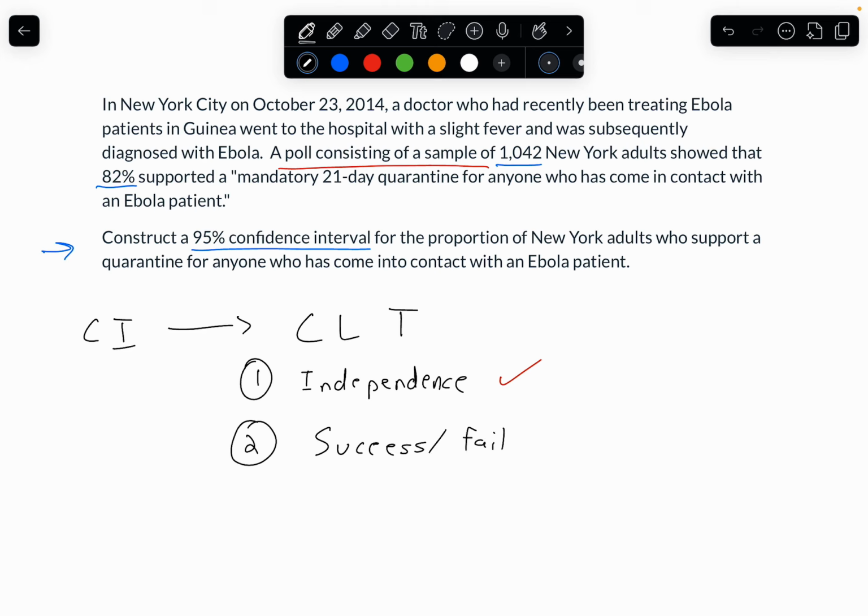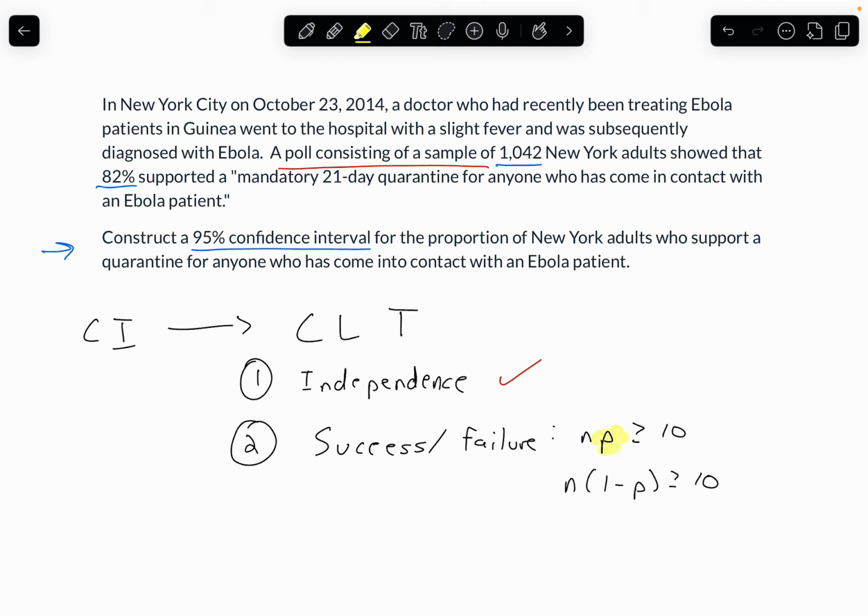Success-failure condition. So this success-failure condition said n times p is greater than or equal to 10, and n times 1 minus p is greater than or equal to 10. Now, in this case, I don't actually have p. P is the population proportion, and that's actually what we're trying to estimate in this problem. We want to build this confidence interval for the proportion of New York adults who support this quarantine period. I don't know what p is, and this is the case most of the time.